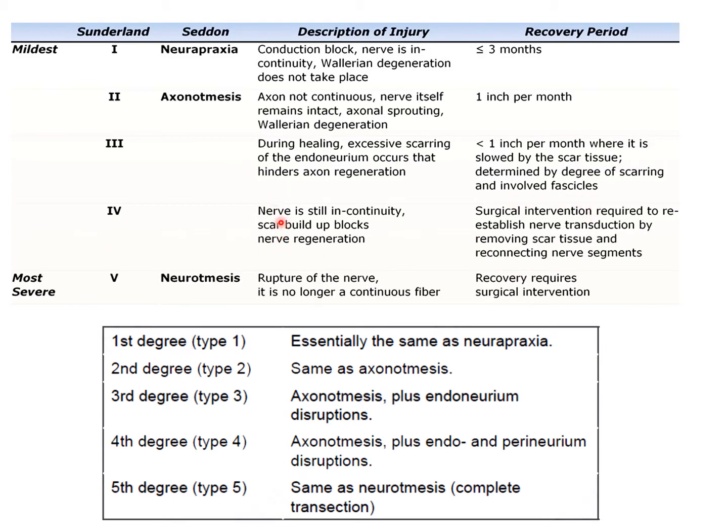Fourth degree, in which the nerve is still in continuity, but scar buildup blocks nerve regeneration. And fourth degree is axonotmesis plus endoneurium and perineurium disruption. In third degree, there is axonotmesis plus endoneurium disruption. In the recovery period, surgical intervention is required to re-establish the nerve conduction by removing the scar tissue and reconnecting the nerve segments. Then fifth degree is the most severe, and that is known as neurotmesis. In this injury, there is a rupture of the nerve and it is no longer a continuous fiber. There is a complete transection of the nerve fiber and the recovery requires surgical intervention.